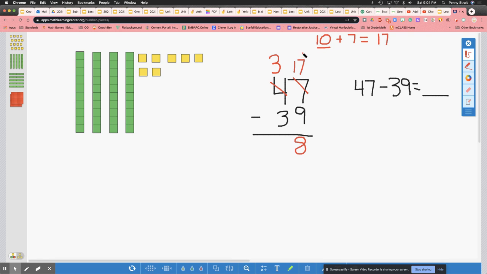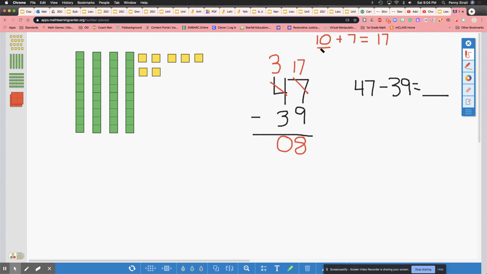But remember, we are not done until we've subtracted all of our place values. I need to go to the tens place. 3 minus 3 is 0. Now I can leave the 0 on the left side off because 08 is the same thing as 8. But I like to leave that placeholder in so I remember to subtract all the place values.